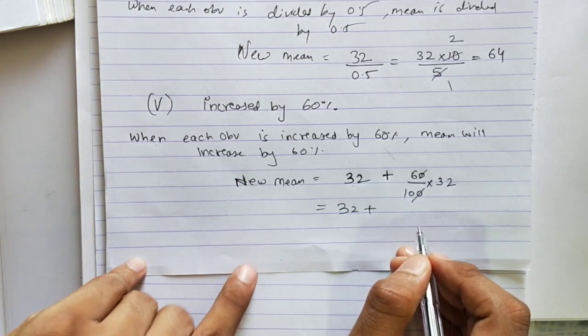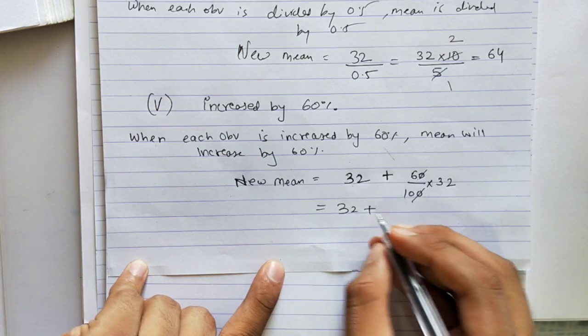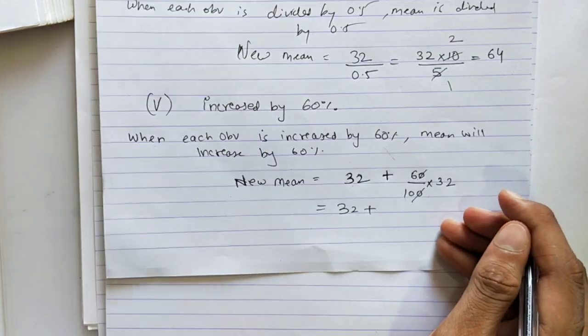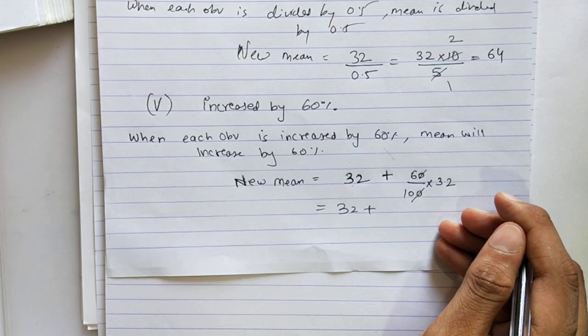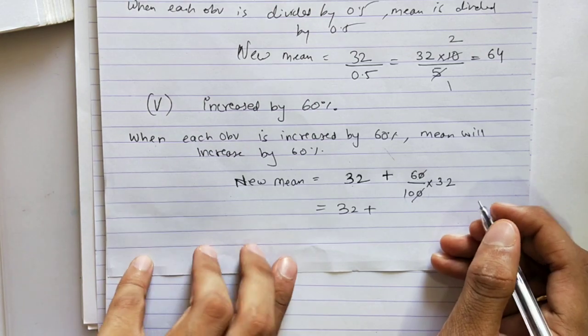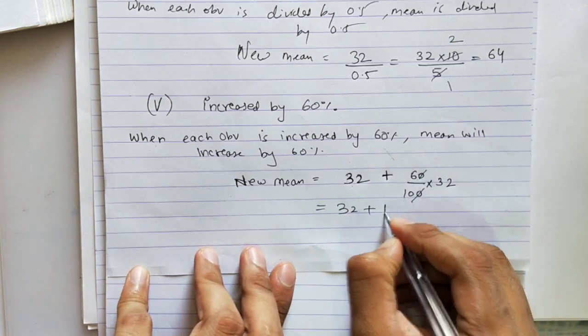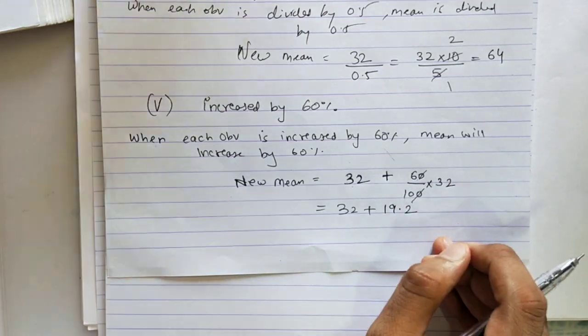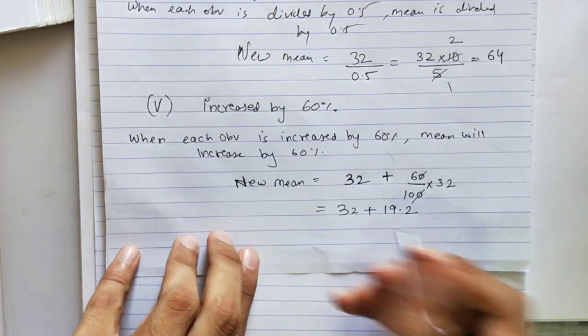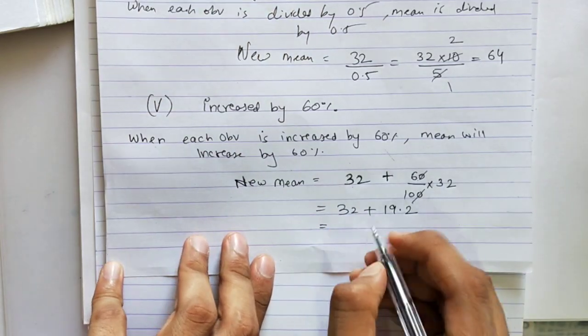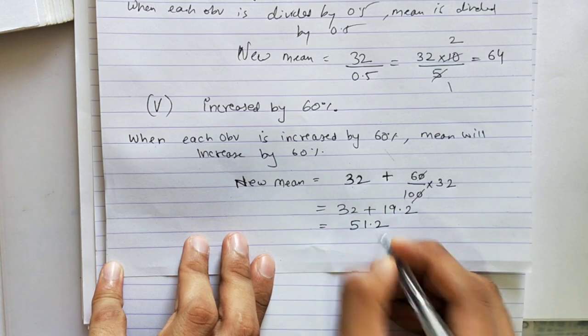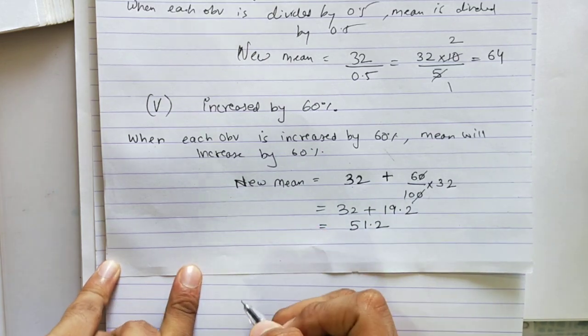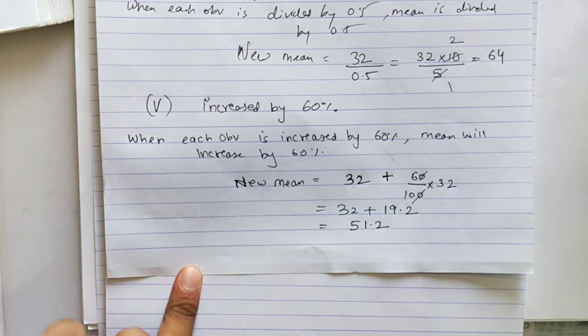once we perform this calculation, we'll get 6 into 32. 6 into 32 will give me 192. So 192 upon 10. Answer will be 19.2. When we add 32 plus 19.2, we will get 51.2. So the new mean will be 51.2. Okay, copy this sum.